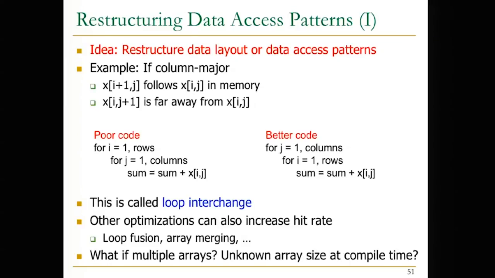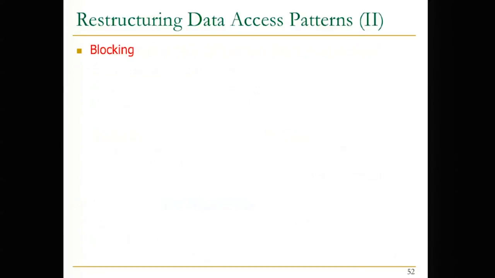Of course, the difficulties are, what if you have multiple arrays? Things are not as nice in the world like this. If you actually have 10 different arrays and you're traversing things in different orders, what do you do? If you don't know the array size at compile time, all of these complicate getting the best out of the cache at compile time or at software writing time.